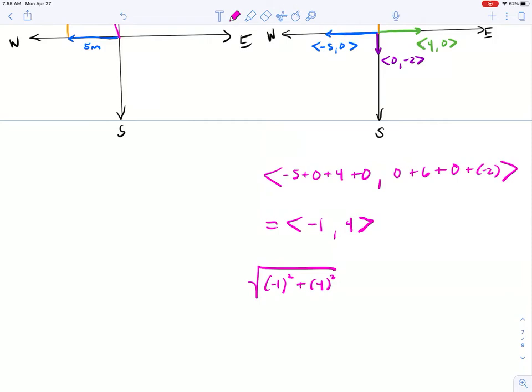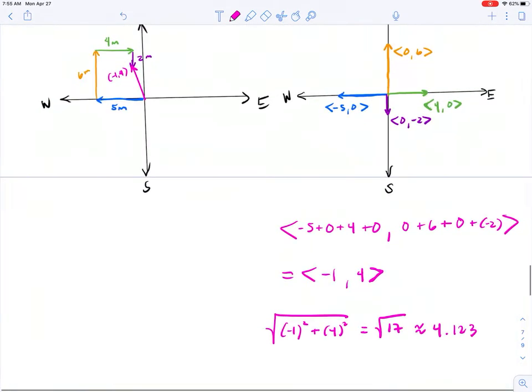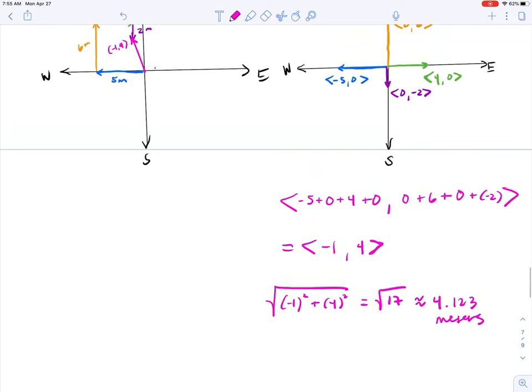We want the magnitude. So the magnitude would be the square root of -1 squared plus 4 squared, which would be the square root of 17, or approximately 4.123 meters.